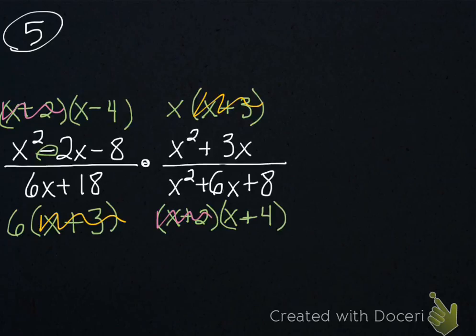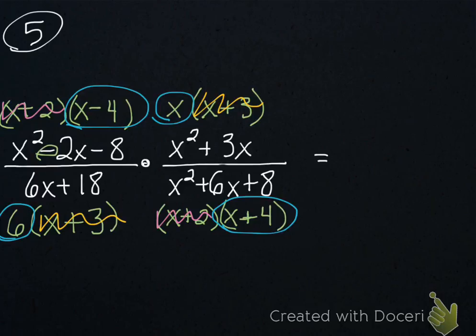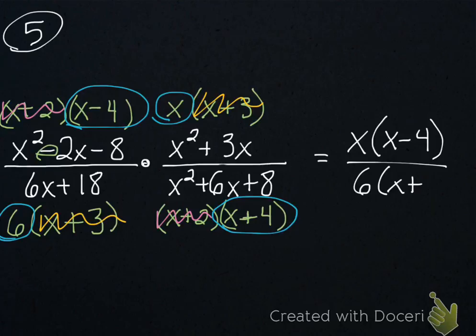So let's see what's going to be left. I have an x minus 4, a plain x, a 6, and an x plus 4. No, we can't cancel out the x plus 4 and x minus 4. We're just going to have to write them down. So in the numerator I have x times x minus 4, and in the denominator I have 6 times x plus 4.